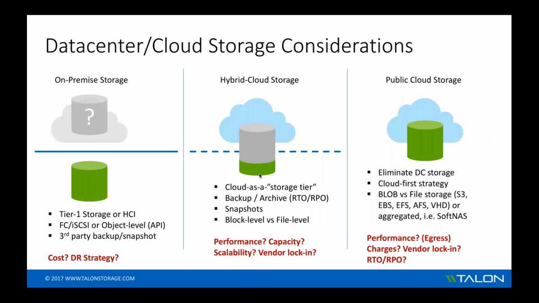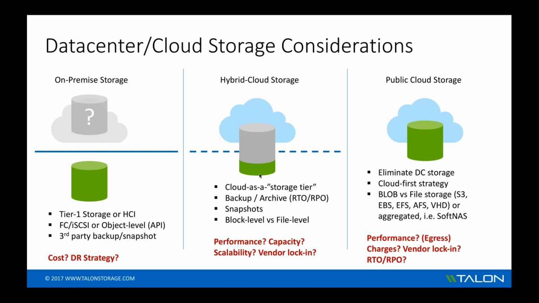Subsequently, if you break it down into three different scenarios, we can recap that we see a significant amount of on-premise storage, where customers are managing unstructured data on tier one storage, typically Fibre Channel or iSCSI, where they leverage their third-party backups and snapshots. Again, it's the combination of cost and managing complexity. A consideration there is how do you manage your DR strategy? Do I need to make a full-blown copy of my storage infrastructure, or can I leverage more intelligent approaches?